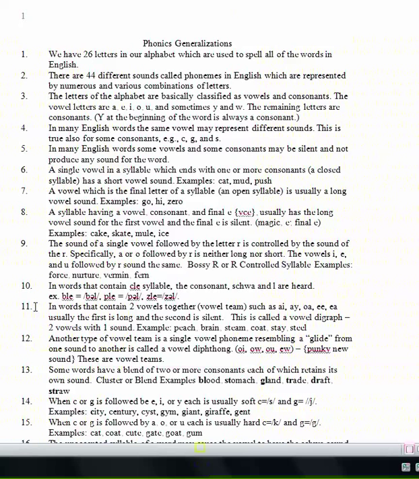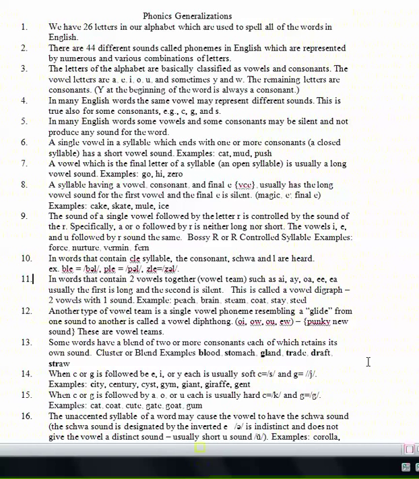These are known as vowel digraphs, like in peach, P-E. I hear the E and the A is silent. Brain, I hear the A, the I is silent. Steam, I hear the E, and the A is silent. Coat, long O, silent A. Stay, long A, silent Y. Steel, long E, silent E.